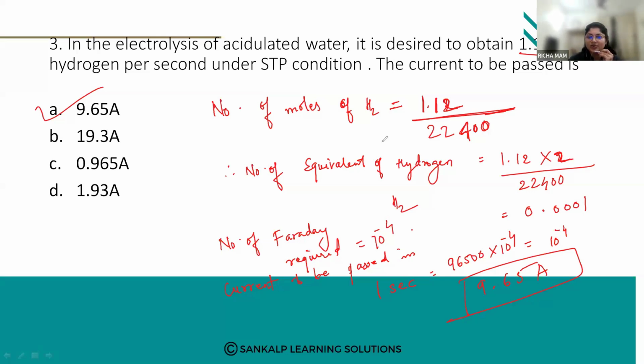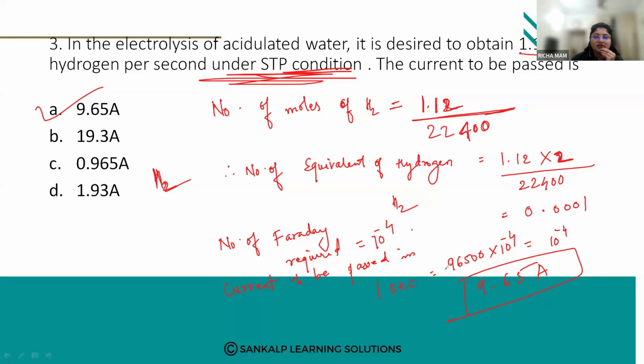So the number of moles of hydrogen is equal to 1.12 divided by the standard volume of hydrogen. At STP condition, we have to calculate at the standard volume, that is 22,400. Now for the number of equivalents of hydrogen, how is it calculated? Gram equivalent, that is hydrogen H2, so you have to multiply it by 2. So 1.12 into 2 divided by 22,400. So the number of Faradays required will be 10 raised to minus 4.